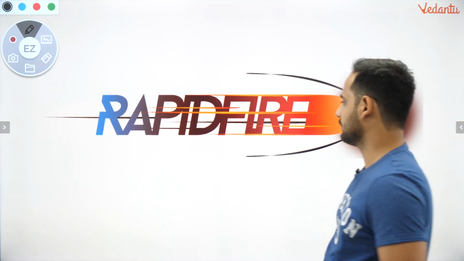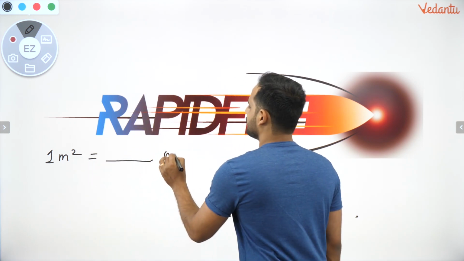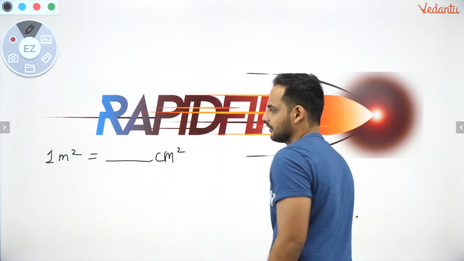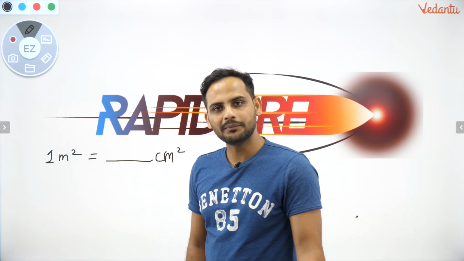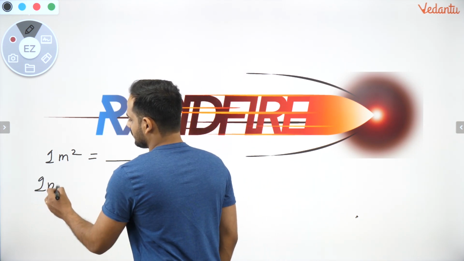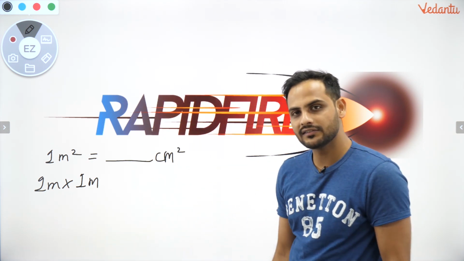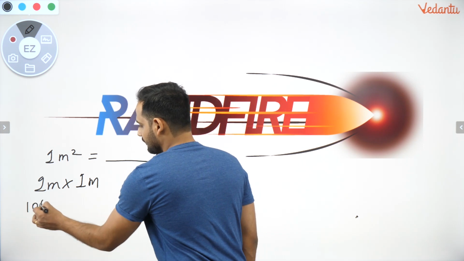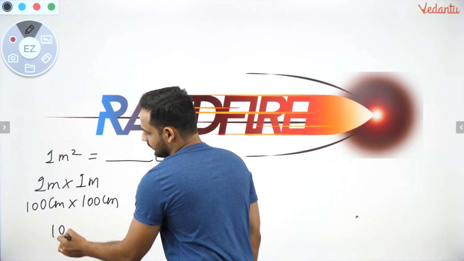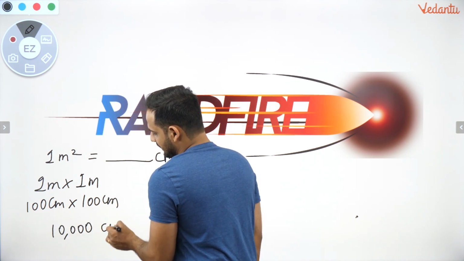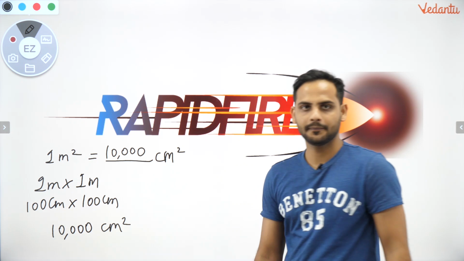So bacho, suppose I ask you, 1 meter square is how many centimeter square? Let's do the first one. Now 1 meter square, how do you get it? 1 meter square is equal to 1 meter into 1 meter. Now 1 meter is equal to 100 centimeter, and this is also written as 100 centimeter. So 100 into 100 is 10,000, and centimeter into centimeter is centimeter square. So the correct answer here will be 10,000 centimeter square, right?